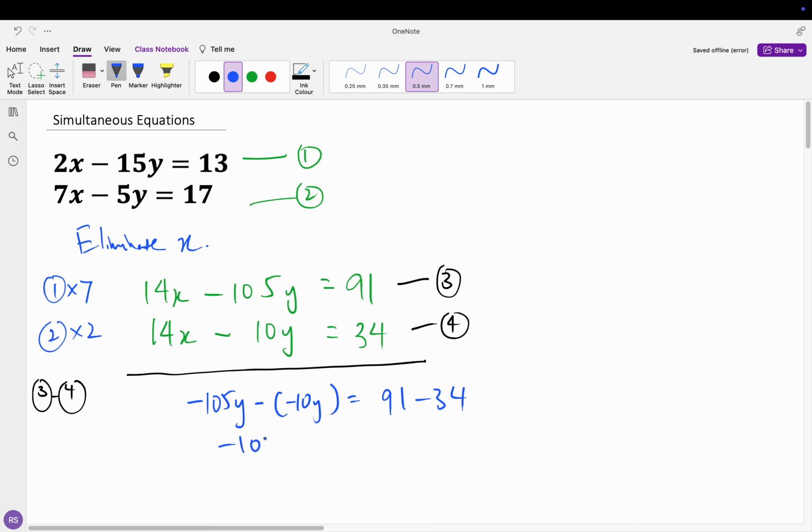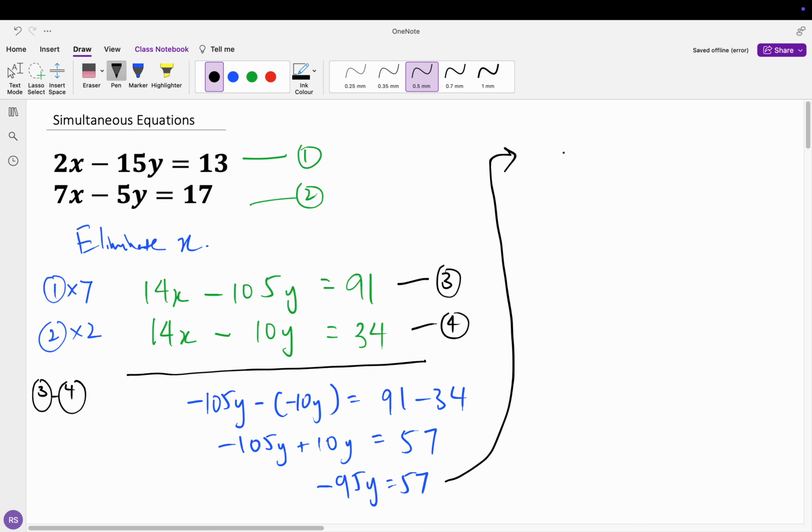So here I get minus 105y plus 10y, and this will be 91 minus 34, which will be 57. So this will give me minus 95y equals 57. Now let's continue over here. So y will be equal to 57 divided by 95.